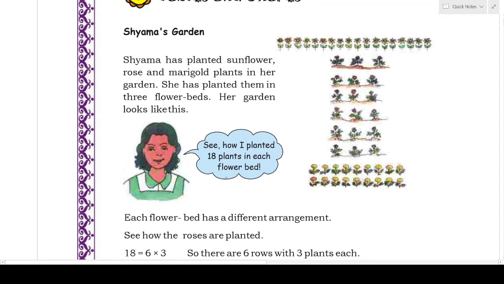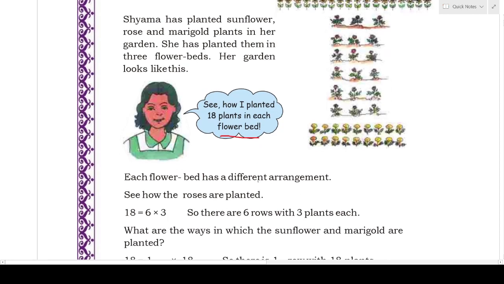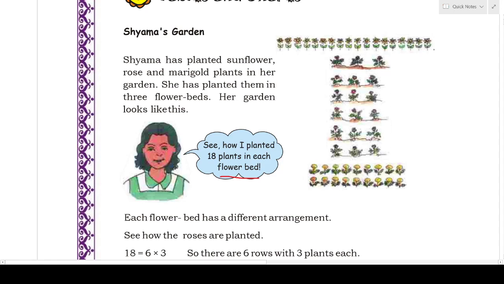So see how I planted 18 plants in each flower bed. Each flower bed has a different arrangement. Children, you can see here this one is sunflower, this one is rose and this one is marigold. See how the roses are planted.